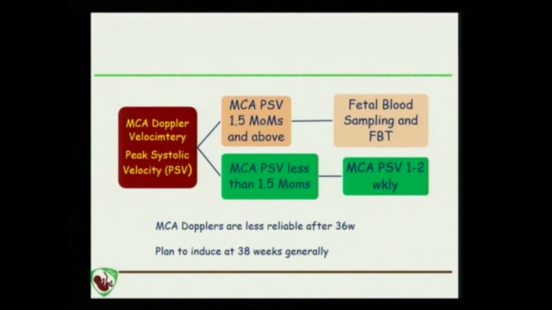Once a critical level is reached, you monitor by the middle cerebral artery peak systolic velocity weekly, to time the treatment, as to when you need to intervene and do a therapy. So MCA Doppler velocimetry is done, and if it is less than 1.5 multiples of median, you just keep following it up weekly, and if it is above that, then you need to plan for a fetal blood sampling and a fetal blood transfusion. MCA Dopplers are less reliable later in pregnancy after 36 weeks, but of course by 36 weeks you have cooled off and you can even induce and deliver her.